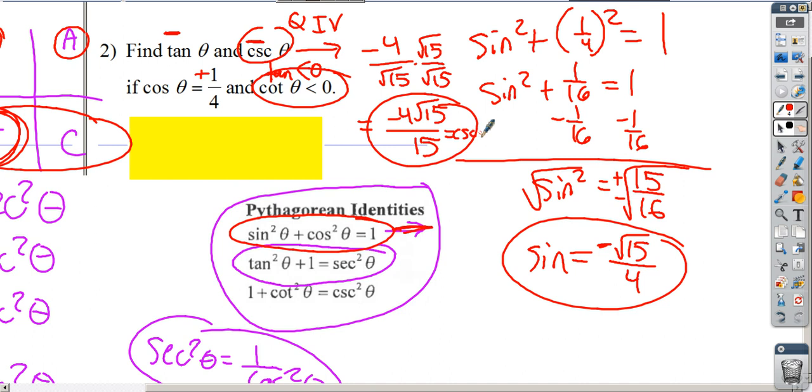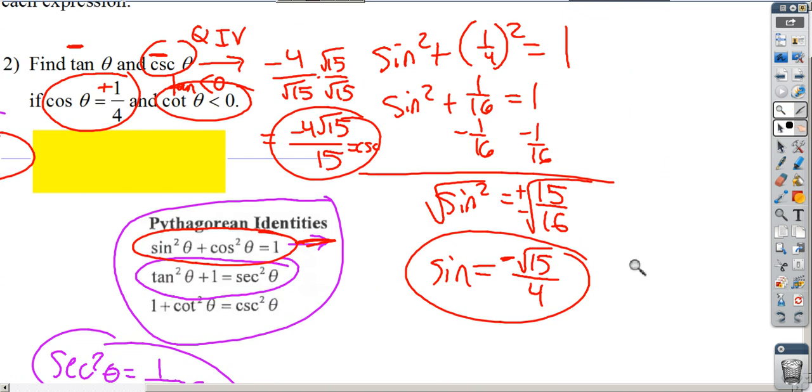The other thing we need is tangent. We could plug it into that identity that tan squared plus 1 is sec squared, or we could recognize this. We know what cosine is because they gave it to us, and we also know what sine is because we just found it. And there's another identity on our sheet that says tangent is equal to this. Tangent is sine over cosine. So let's just plug each of those things in.